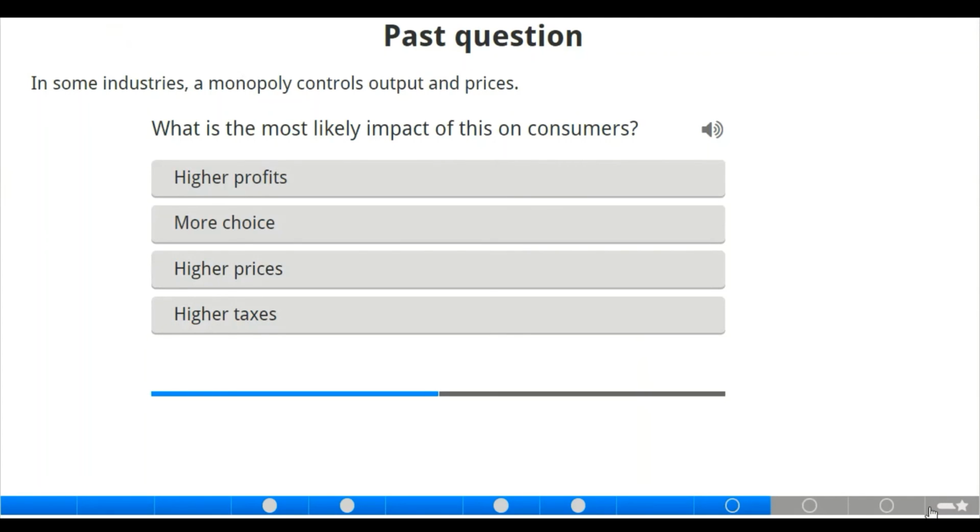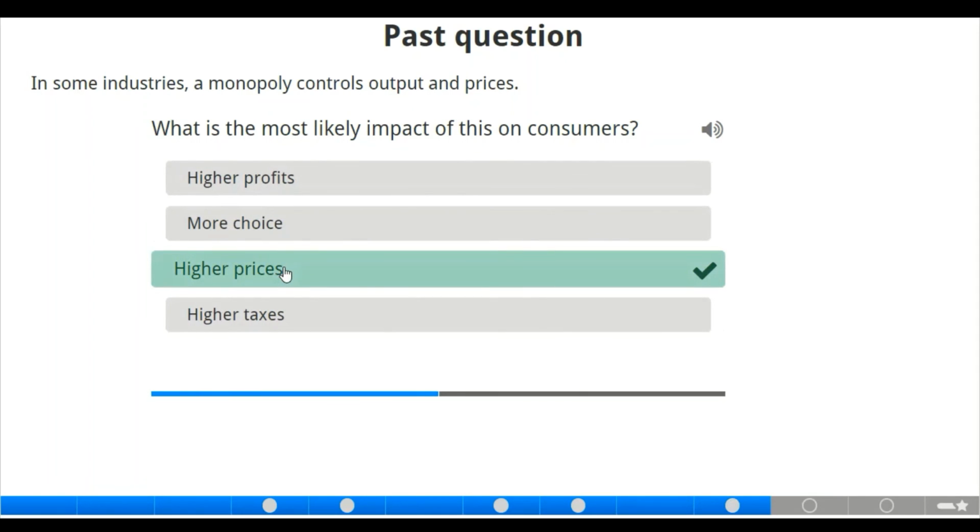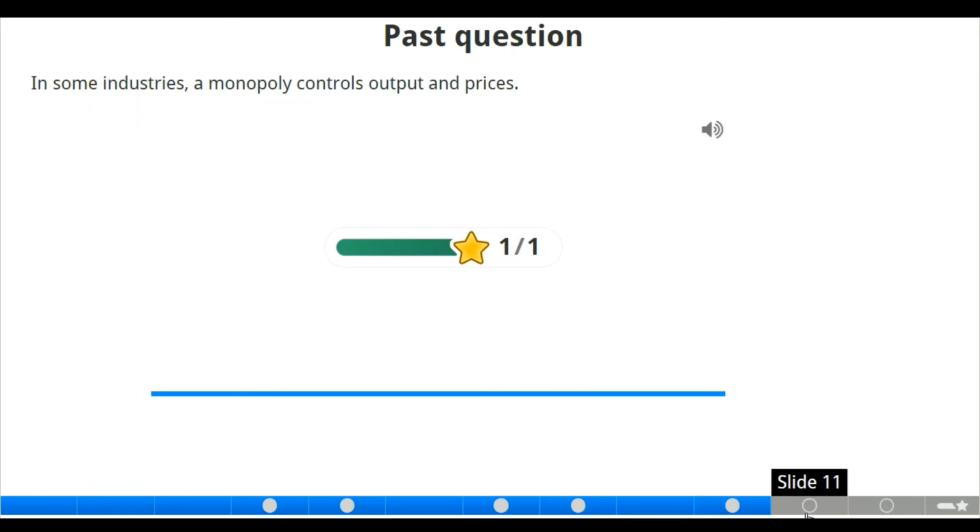We have a past question. In some industries, a monopoly controls outputs and prices. Yes. What is the most likely impact of this on consumers? What do you think can be the impact of this on consumers being in the monopoly industry? Now we have higher profits, more choice, higher prices, higher taxes. What do you think can be the impact? Of course, it is higher prices for consumers. It is higher prices. Now that is that. We move to the next slide.